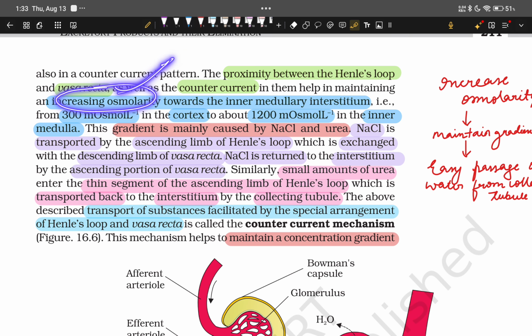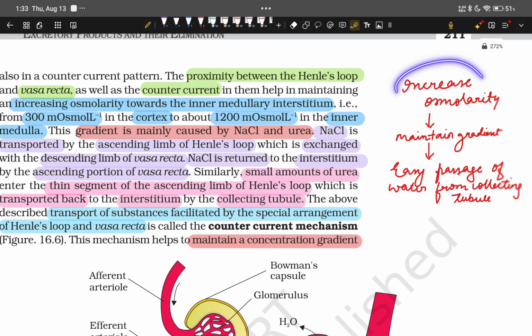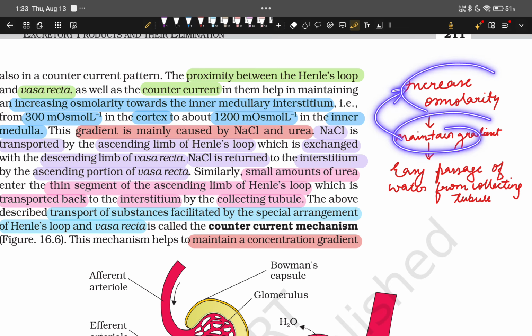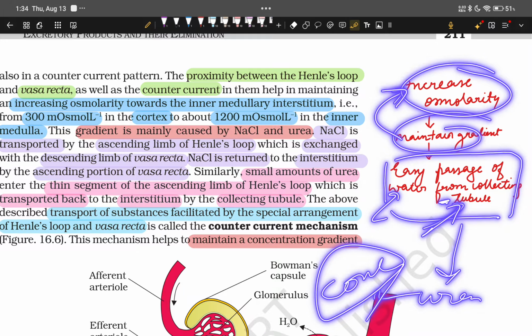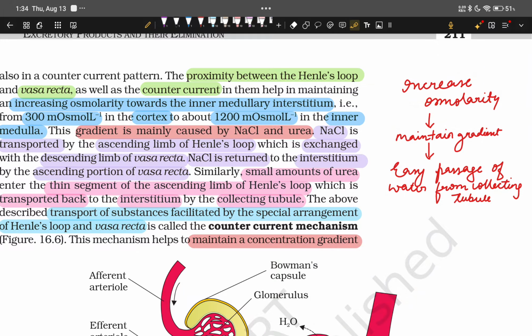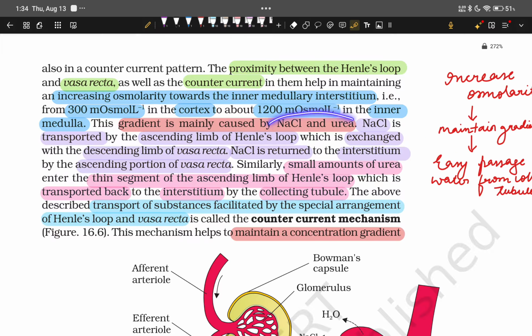So we need to increase the osmolarity, and for that we need to maintain the gradient. Only then will we be able to increase osmolarity continuously, and that will allow easy passage of water from the collecting tubule. And once there is passage of water from the collecting tubule, of course, urine will become concentrated. That's the purpose, right? So we are going to focus on the primary thing, which is increasing osmolarity, and that is done by NaCl and urea with the help of loop of Henle and vasa recta.